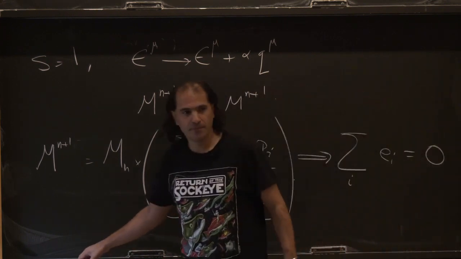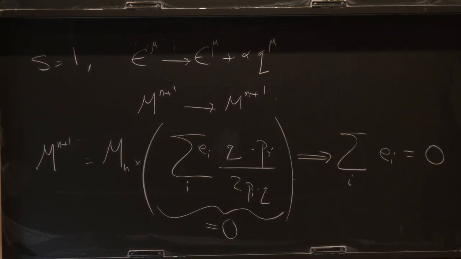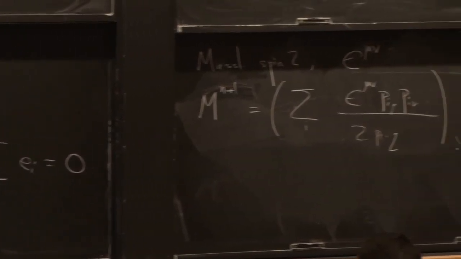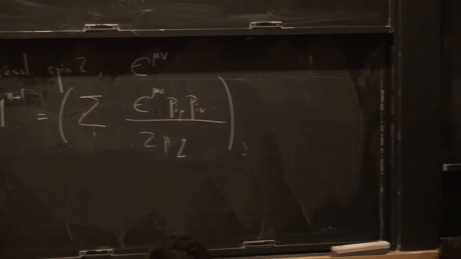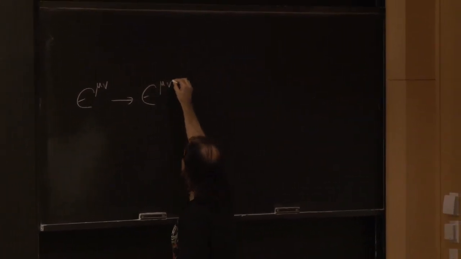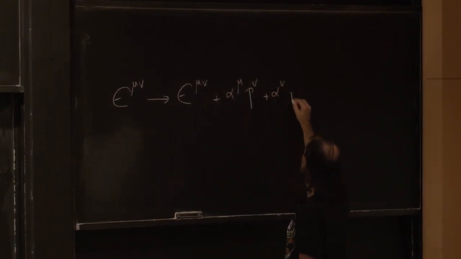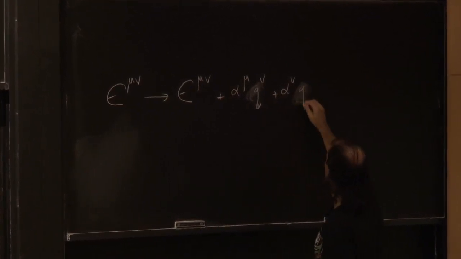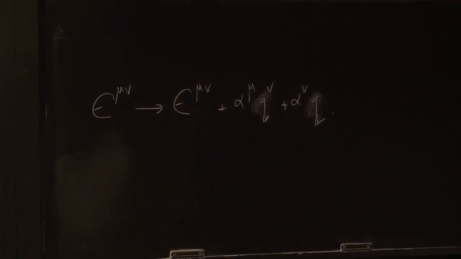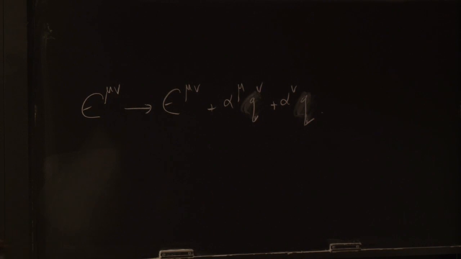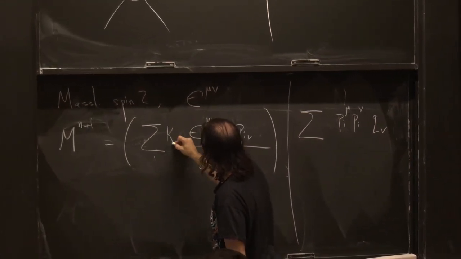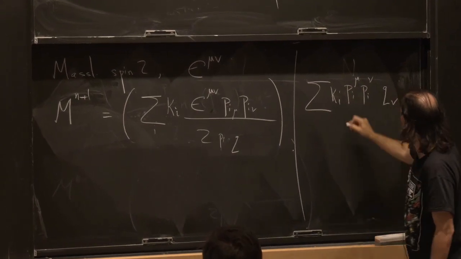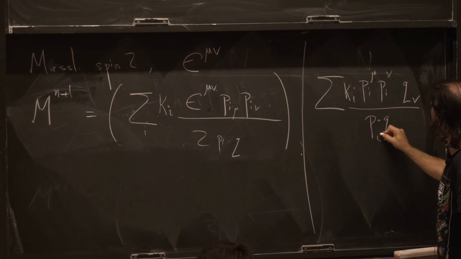Let's say we have a massless spin 2 particle, exactly the same thing. Now I have to take this, and when I do this shift, for a massless spin 2 particle, epsilon mu nu will transform to epsilon mu nu plus some alpha mu p nu plus alpha nu p mu. Invariance now tells us, since I can take alpha to be anything, that the sum of p_i mu p_i nu, with one of these indices contracted into q nu, oh, I'm sorry, there's some coupling constant here, let me call it kappa_i, some kappa_i over p dot q, p_i dot q, has to equal 0.